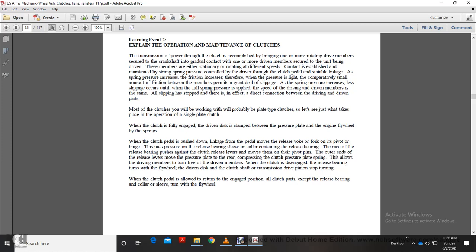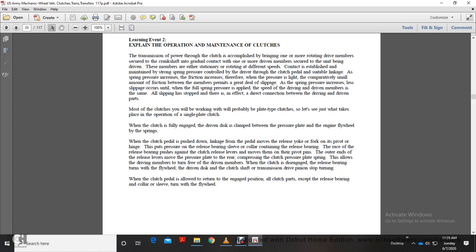Let's take a look at the operation of a single plate clutch. When the clutch is fully engaged, the driven disc is clamped between the pressure plate and the engine flywheel by spring pressure. When the clutch pedal is pushed down, linkage from the pedal moves the release yoke or fork on its pivot. The fork puts pressure on the release bearing sleeve, a collar containing the release bearing, and the release bearing pushes against the clutch release levers.